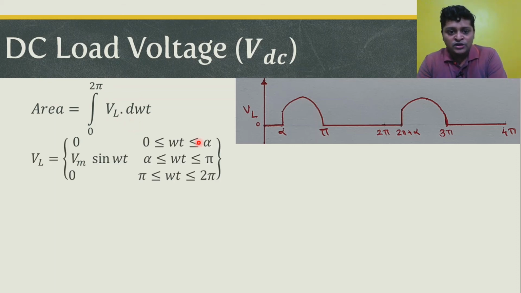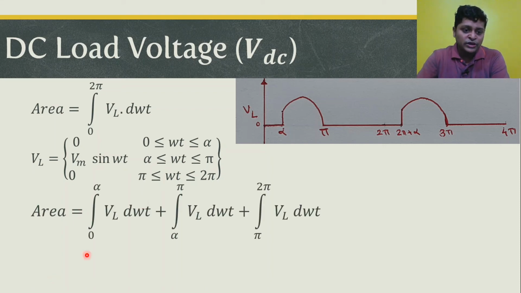Now from the waveform we can say that there are three different values of load voltage. From 0 to alpha, and from pi to 2 pi, the load voltage value is 0, so no load voltage gets developed during these intervals. From alpha to pi we get a sinusoidal nature, as our input is sinusoidal, so obviously the output will again follow the sinusoidal nature. So we need to split the integration into three parts, because the load voltage has three different values. The integration will be from 0 to alpha, alpha to pi, and pi to 2 pi.